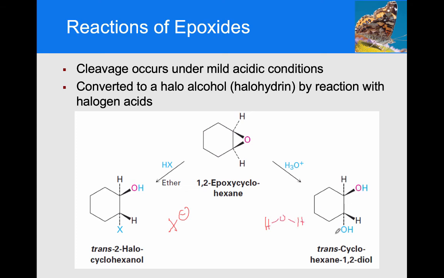And you end up with a trans diol when you open in aqueous acid, or you end up with something we call the halohydrin, where the X group and the alcohol are trans to each other. So this molecule is called a halohydrin. Okay.